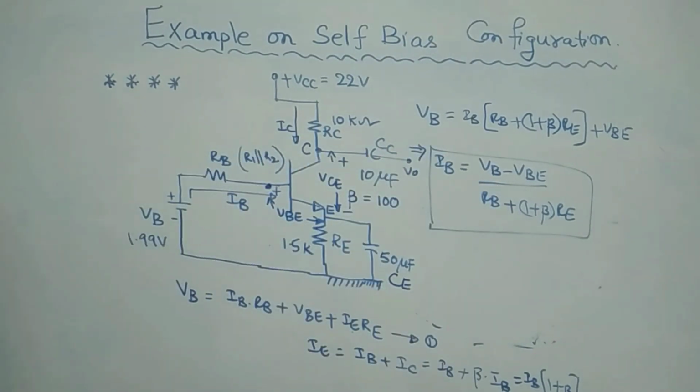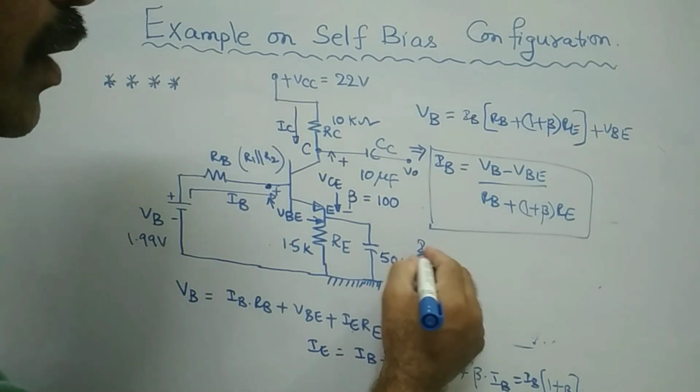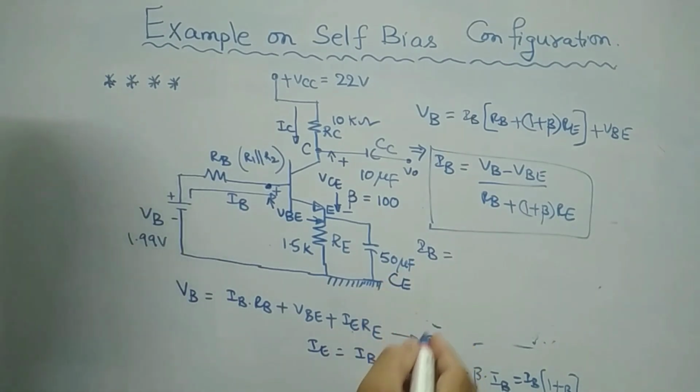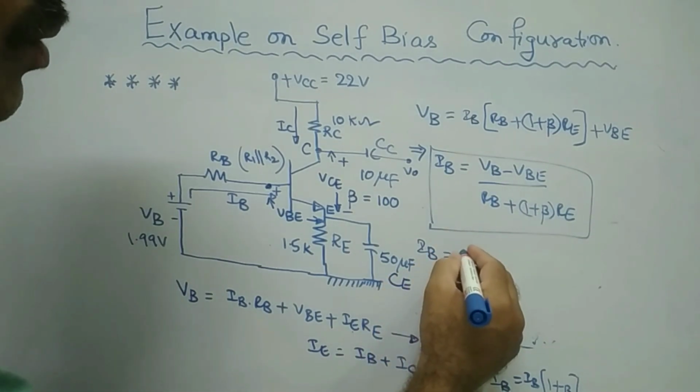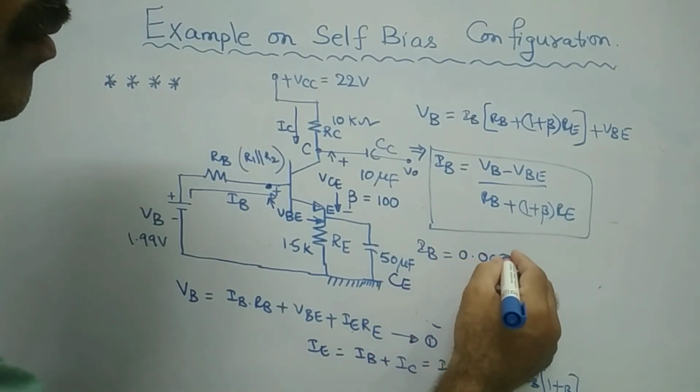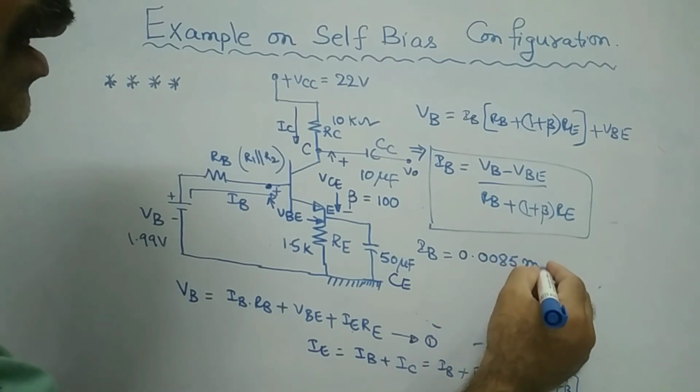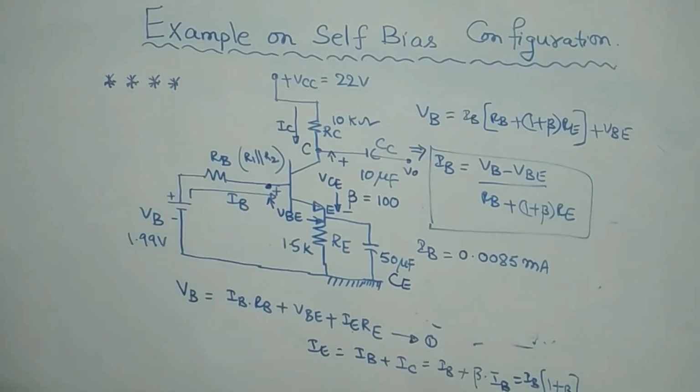Now, all parameters you know. Is it not? So, therefore, you substitute for IB. IB is equal to, normally you will get something. You will give the value. IB is equal to how much you will get? It is something 0.00, some 85, something like this. Some milliamps you will get.